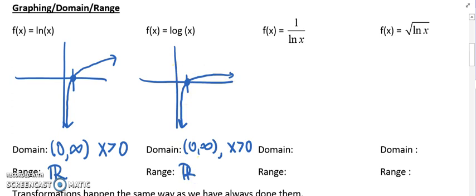The next thing we're going to look at is 1 over natural log x. And let me just take a moment right here to let you know that if I'm going too fast, which I probably am, you can pause the video and catch up. So please pause the video whenever you need to pause it so you can catch up.